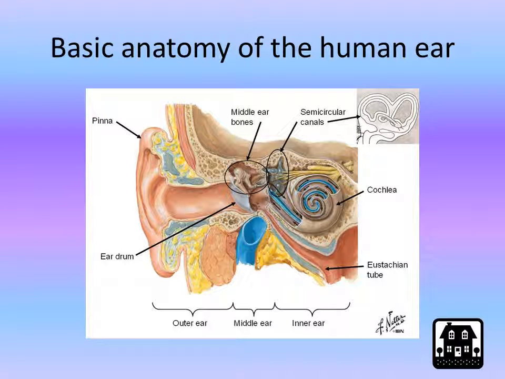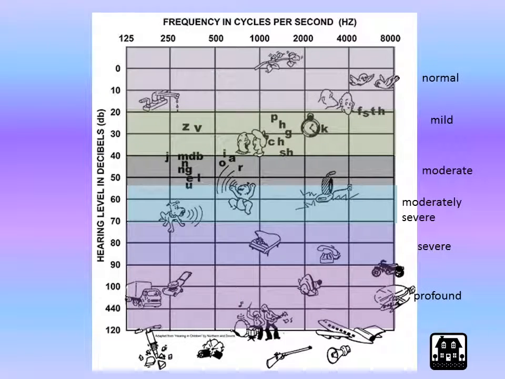Let's start with our basic anatomy of the human ear. Your inner ear, your middle ear, and your outer ear all play an important role in your ability to access language and your ability to acquire sounds. With hearing loss, you tend to have either a mixed loss, a conductive loss, or a sensory neural loss. A conductive loss tends to be in your outer ear, while a sensory neural loss tends to be in the cochlea, which is in your inner ear.